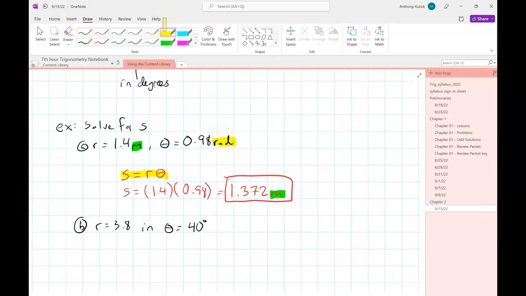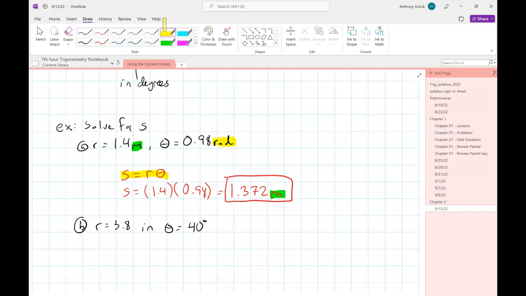Okay. Yes, sir. Of course. Let's take a look at this one. We're solving for S when R is equal to 3.8 inches and theta is equal to 40 degrees. What's the thing you have to immediately recognize in this problem?